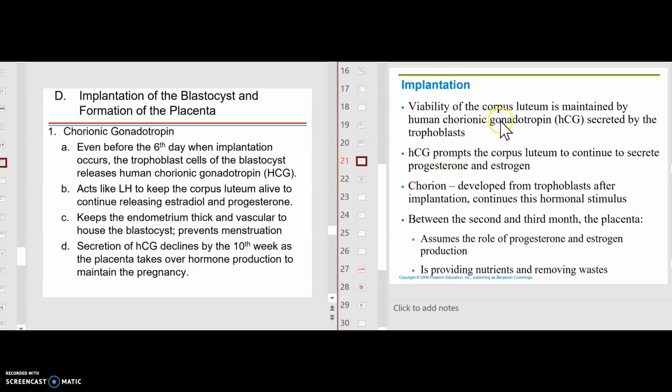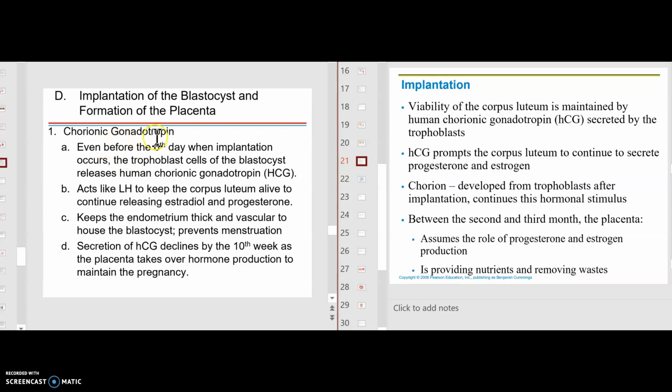So the trophoblastic cells themselves secrete an alternative to LH that's going to work like LH, luteinizing hormone. That's called human chorionic gonadotrophin. Human chorionic gonadotrophin will then keep the corpus luteum going. The corpus luteum then can secrete progesterone and estrogen to keep the pregnancy going.